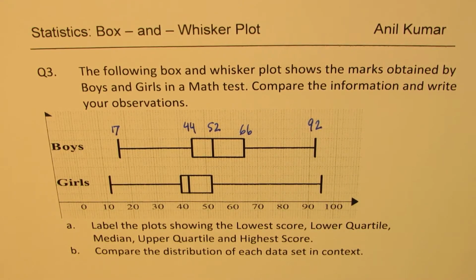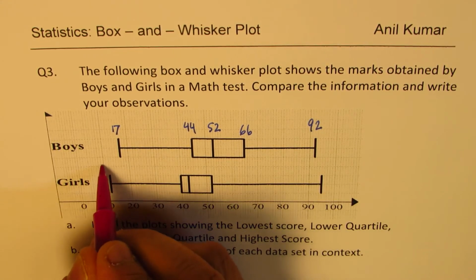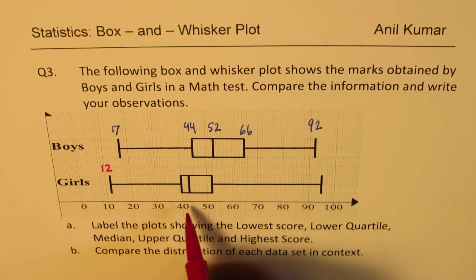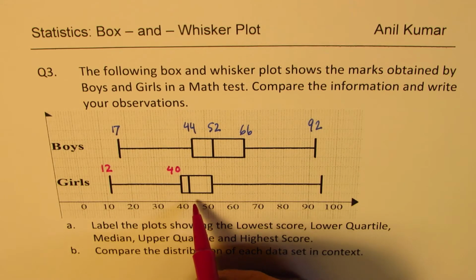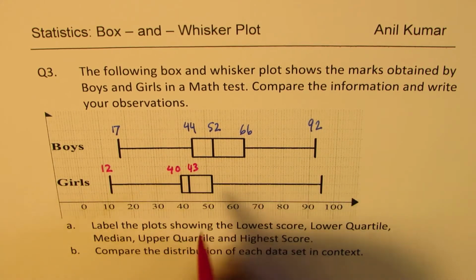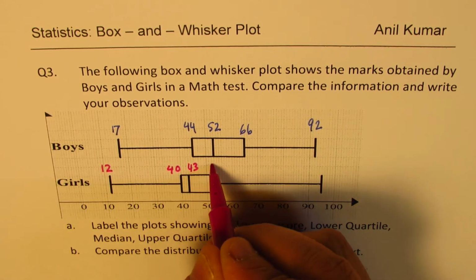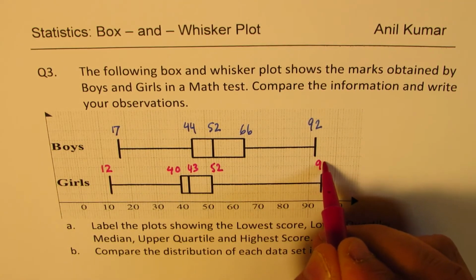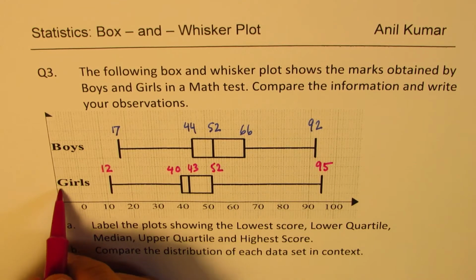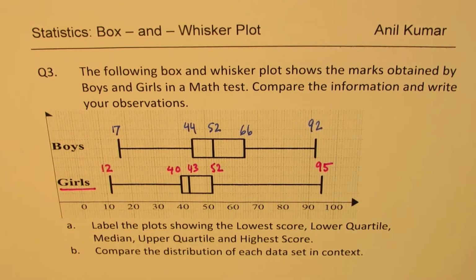As far as the girls are concerned, the lowest value seems to be 12, and then here we have 40. The middle seems to be 43. Q3 is 52, and the highest mark is 95. So those are for the girls. Now we have these values.